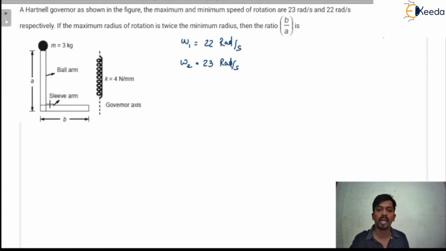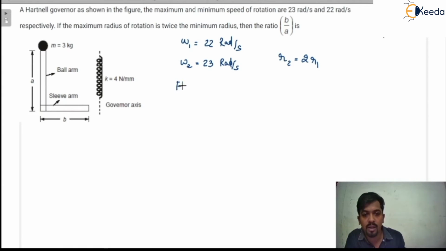So if there is omega 2, which is the maximum speed, it corresponds to the maximum radius. So R2 is equal to 2R1. This is the maximum radius of rotation and this is the minimum radius of rotation corresponding to 22 radian per second. R2 corresponds to 23 radian per second. Now we have to find out the ratio.